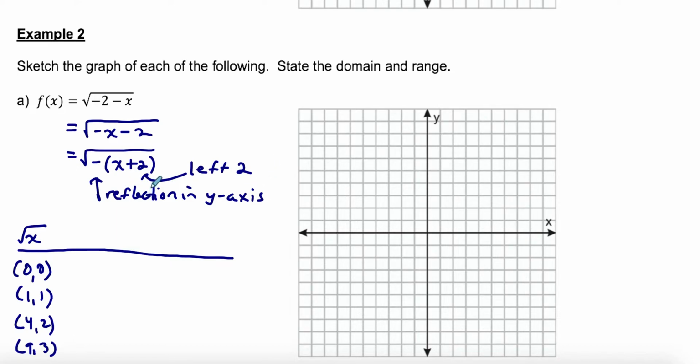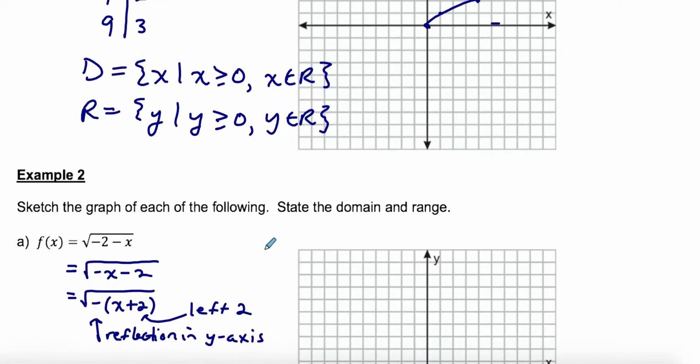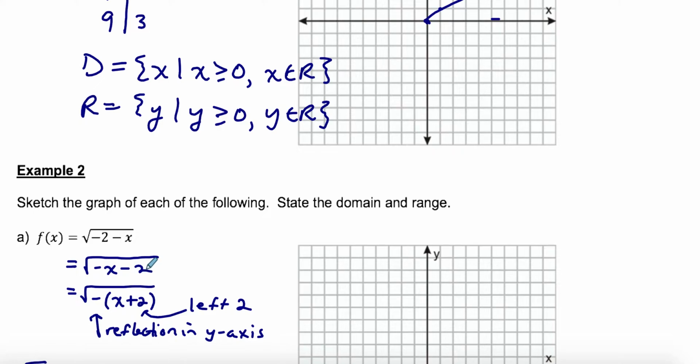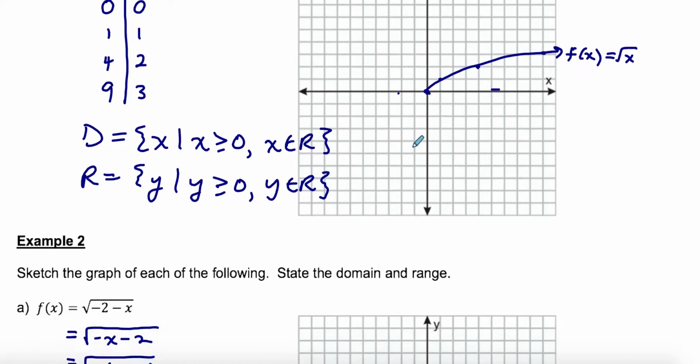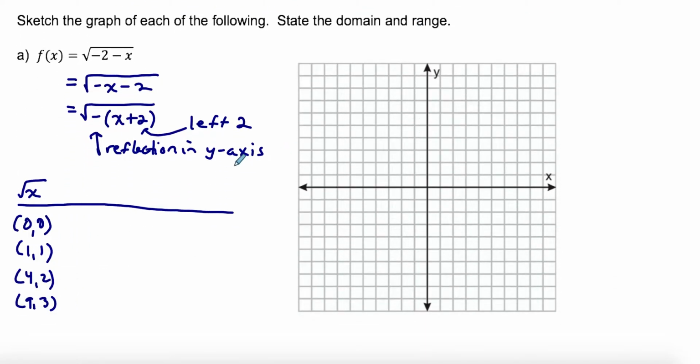If you're feeling like you are understanding how these graphs look, a reflection in the y-axis would mean that instead of the function starting at 0 and going to the right, it would start at 0 and go to the left. As well, all of the points have to be moved left 2. So I could imagine this being moved left 2 and this point being moved left 2. And you might be able to just graph that without trying to make a new table.